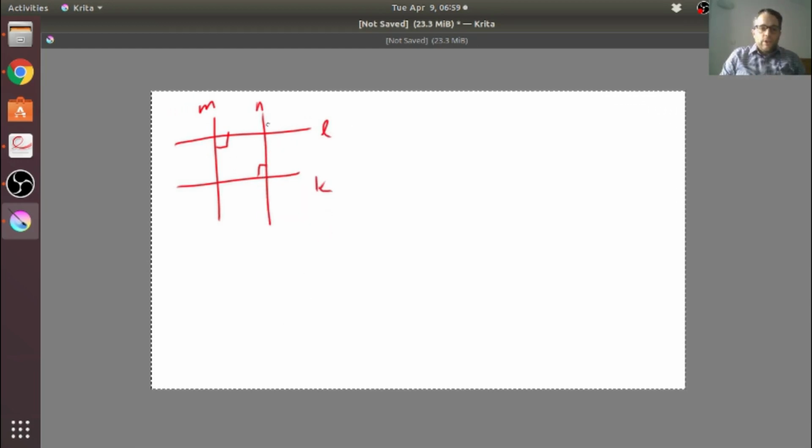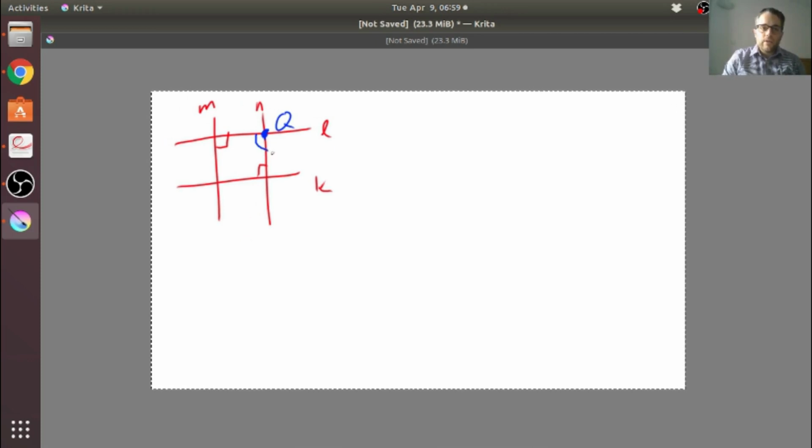I just need to show that one of these guys is a right angle. Okay. So how do I do it? I've got this point here, Q, at which L and N intersect, right? I just assume that there is some point of intersection. And what if this is not a right angle here?